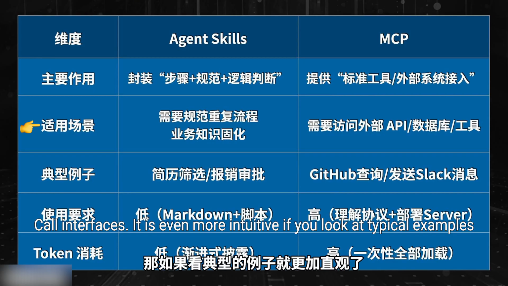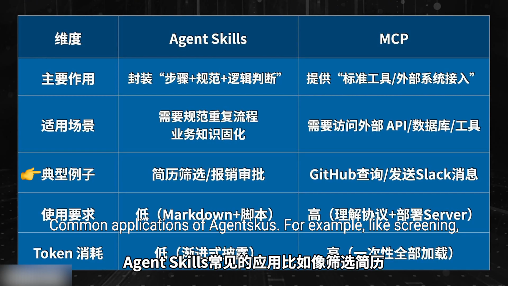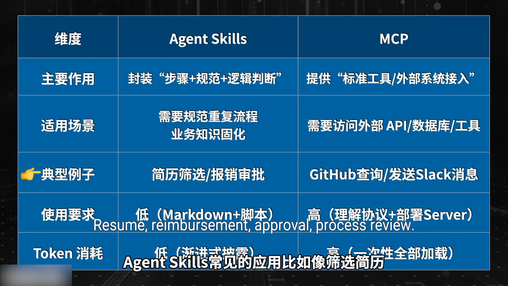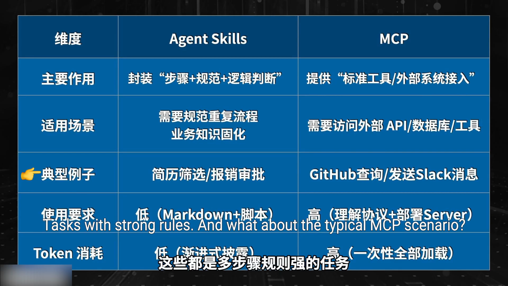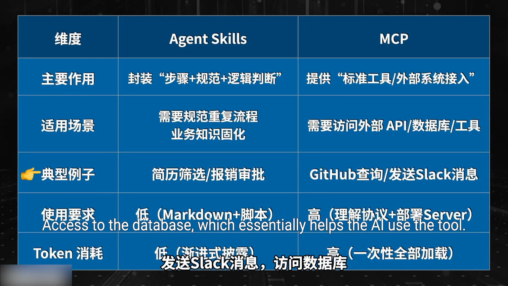It is even more intuitive if you look at typical examples. Common applications of agent skills, for example, resume screening, reimbursement, approval, process review. These are multi-step tasks with strong rules. And what about the typical MCP scenario? For example, querying GitHub, sending Slack messages, accessing the database, which essentially helps the AI use the tool.